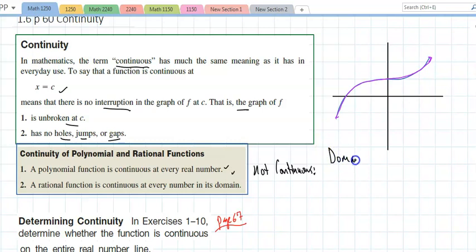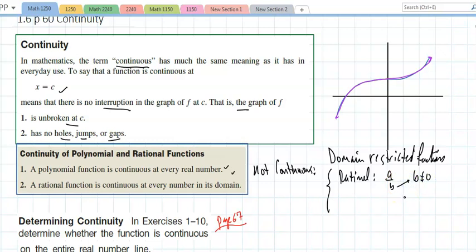Domain restricted functions. We know of only 3. What are those? We know of rational. If you have a over b, you want b not to equal 0. The denominator cannot be 0. Radicals, right? Square root, the nth root of a, if n is even. We want to make sure that this a is bigger than or equal to 0. And logs.